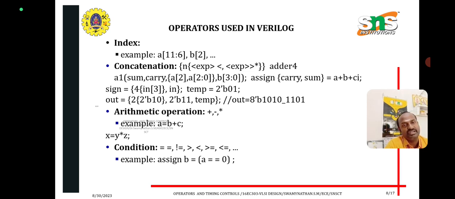The conditional operator, based on the condition, we check whether less than or equal to, greater than or equal to, or not equal to. For example, assign B is equal to A is equal to 0. If A is equal to 0, then the term A is assigned to B. That is the concept.